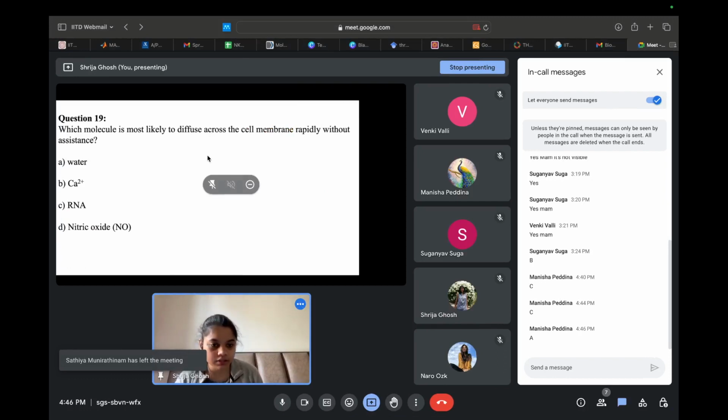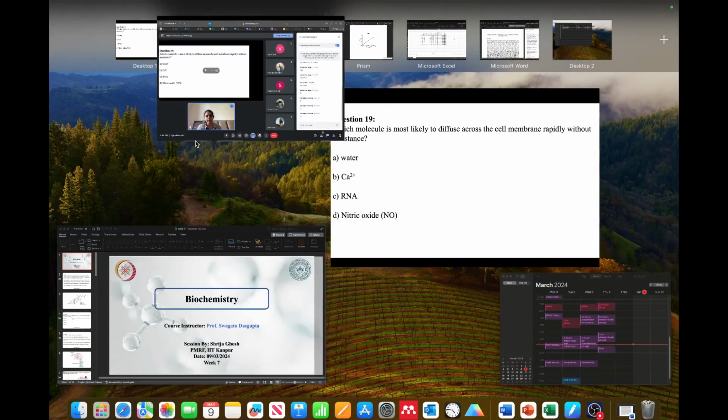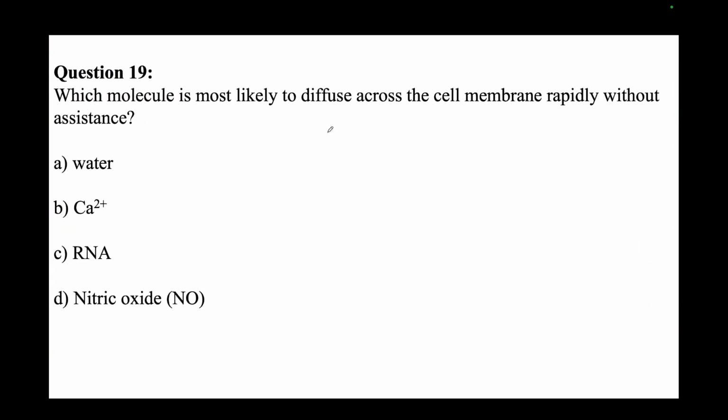Okay, we have an answer option A, water. Okay, anyone else wants to answer? Okay, let's see. So, if you remember what the membrane structure, what does it have? It has a polar head group and a non-polar fatty acid chain, right? So, it is a bilayer. So, for water to diffuse, can water diffuse without any assistance? Water is polar or non-polar? Tell me. Water is polar, right?